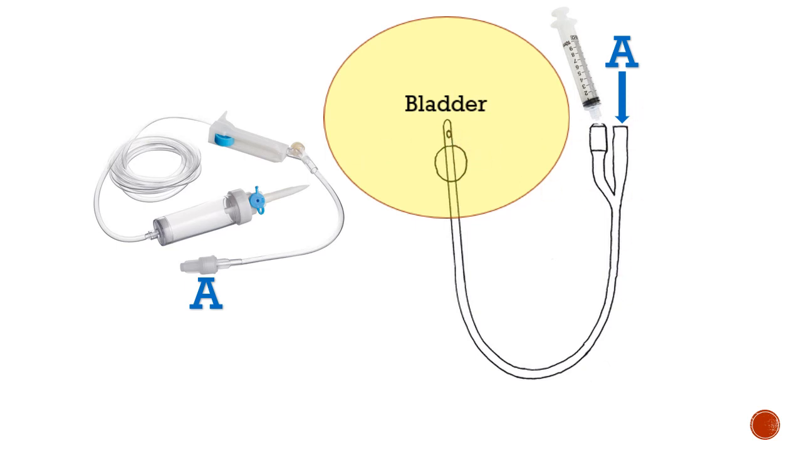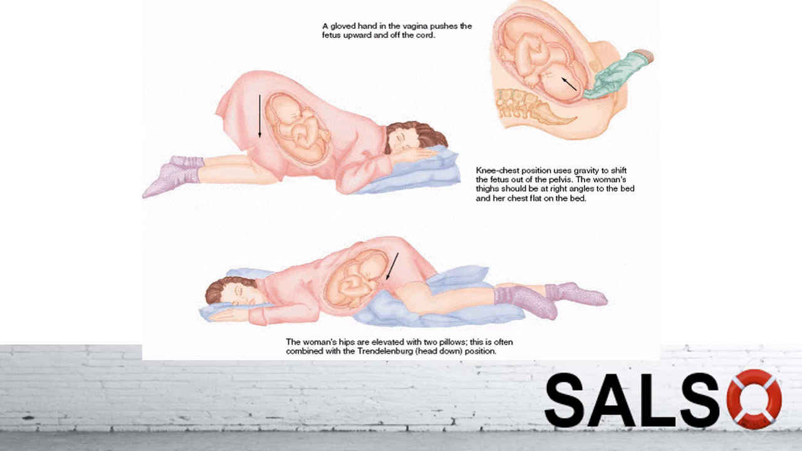Okay, so this is what we talk about as the knee chest position. Ask the patient to lie down like this. Or, as when you do the VE, you need to push the presenting part, not the cord. All right, so that is what we need to do for cord prolapse. Okay, thank you.